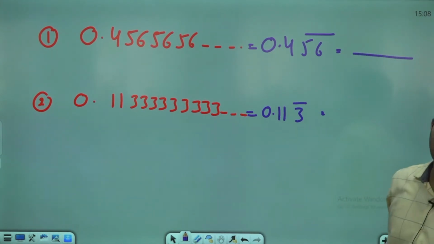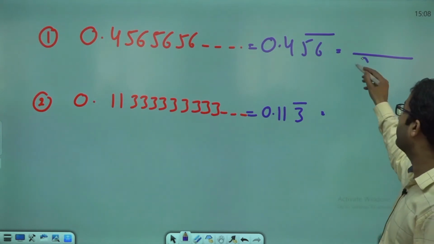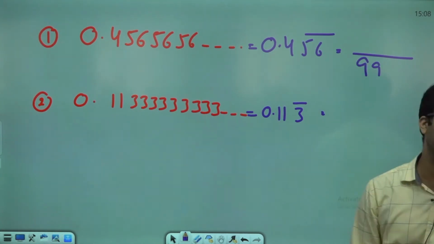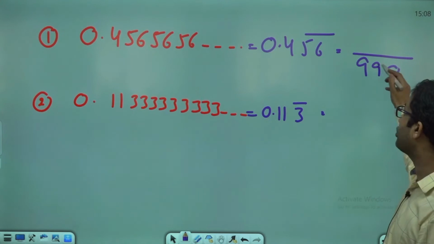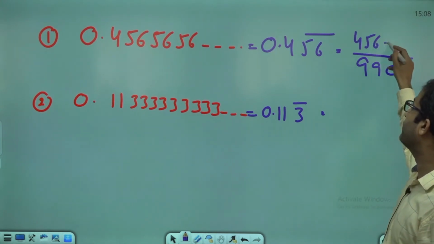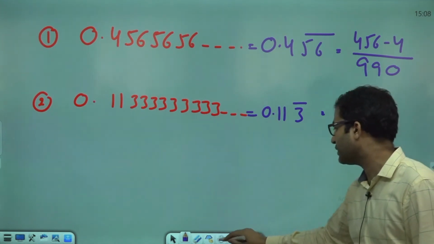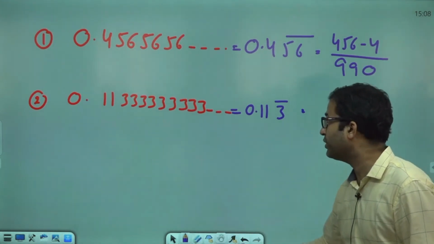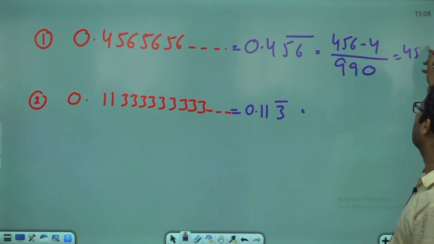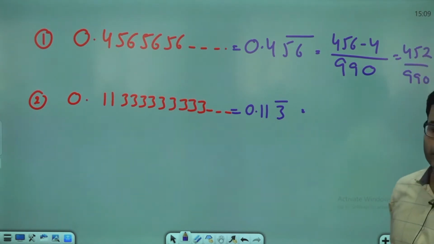Now in the first question, how many digits were there? 2. So we will put double 9. How many digits between the decimal and recurring part? 1, so 1 zero. Numerator will be 456 minus 4. So it is 452 upon 990. If any one of you has simplified.